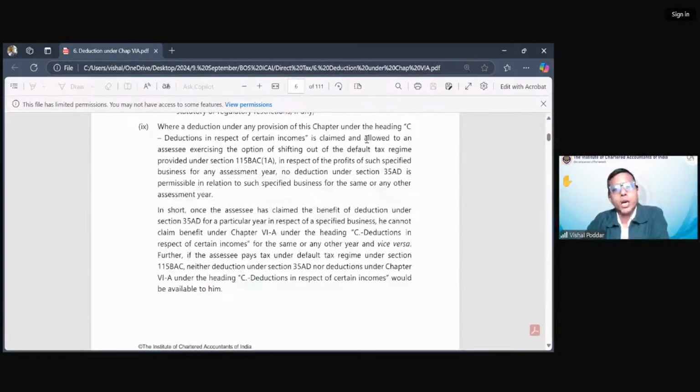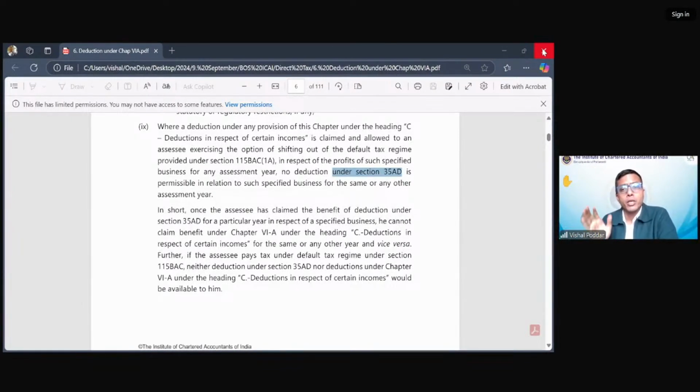Now, again, the same deduction under heading C, that is for some specified businesses in backward area, and also deduction under 35AD, which we have already studied in PGVP, which is again for specific businesses. Like if you remember, honey bee business was covered in 35AD. If you remember, cross-country pipeline business was covered in 35AD. Now, let us say I am in the business of rearing these honeybees for getting the honey and wax. And this business, I am starting in backward area.